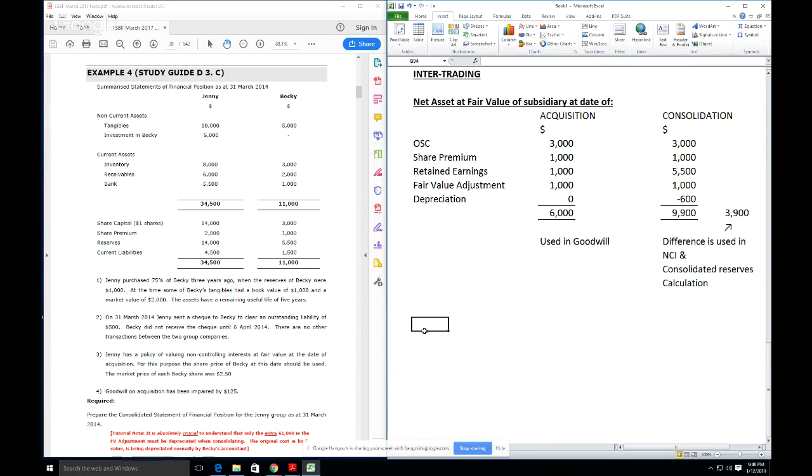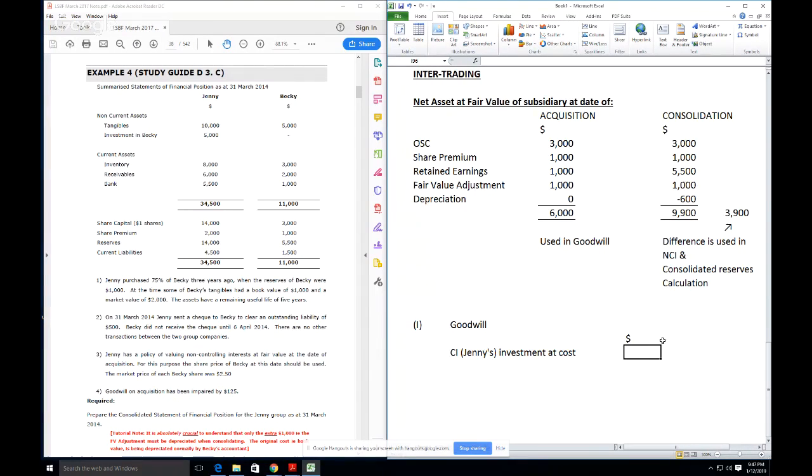So we are going to the big three, which is goodwill, non-controlling interest, and consolidated reserves. I think this one should be quick. We should be able to do this sharp. So we'll go to goodwill. I've done this before, so this should be very easy for us to do. So I will just go to NCI, which is Jenny's. Investment at cost. What is it?